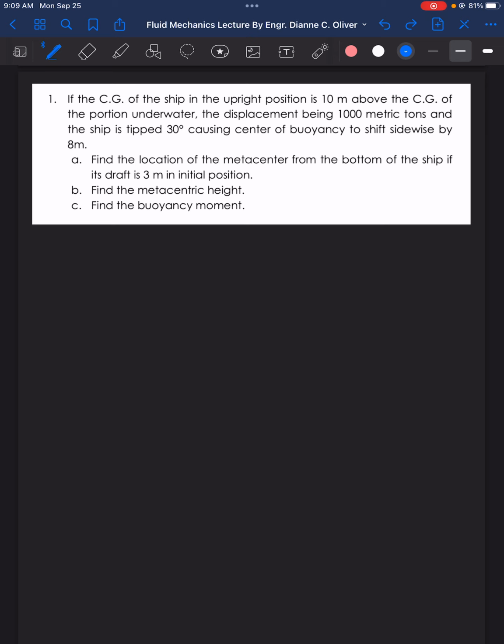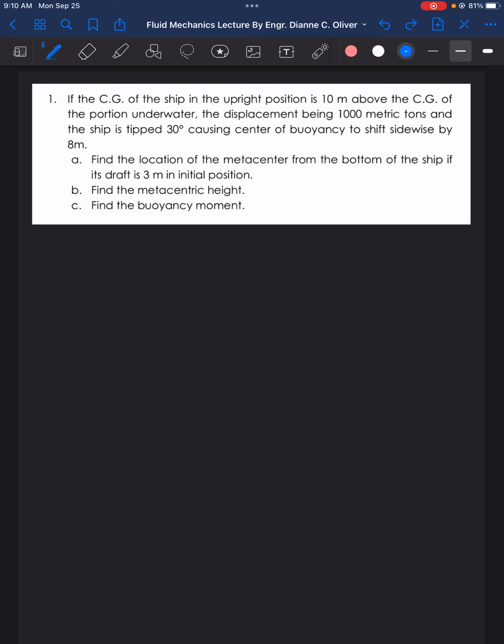So we have here, number 1: if the center of gravity of the ship in the upright position is 10 meters above the center of gravity of the portion underwater, the displacement being 1,000 metric tons, and the ship is tipped 30 degrees, causing the center of buoyancy to shift sidewise by 8 meters. A. Find the location of the metacenter from the bottom of the ship if its draft is 3 meters in the initial position. B. Find the metacentric height. And C. Find the buoyancy moment.